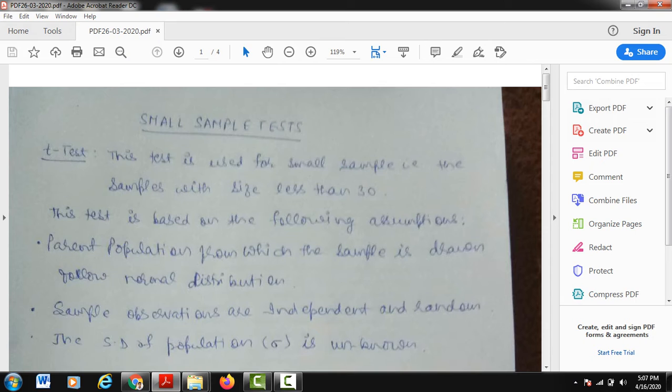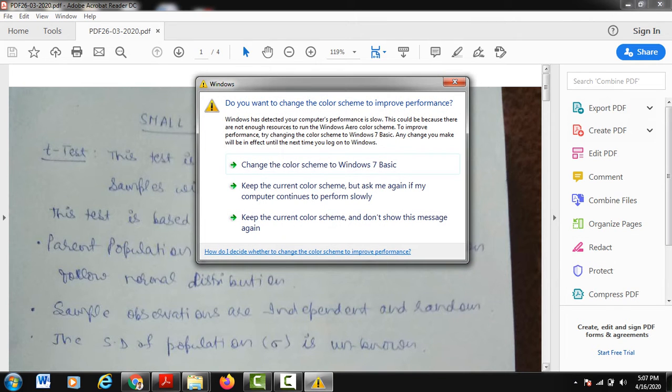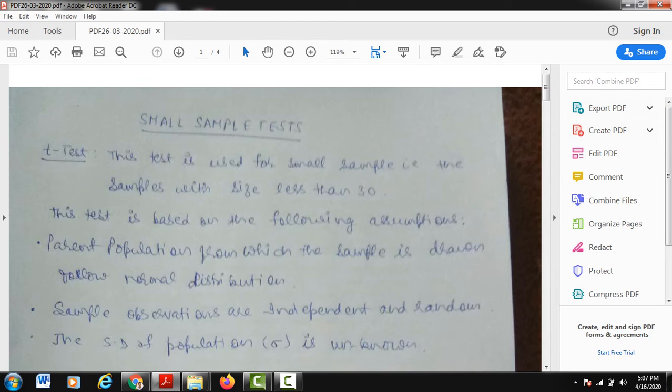But in case of the small test, that is, a sample having fewer than 30 observations, it is considered a small sample. For that we have various tests like the T test, chi-square test, and F test. Which test to use depends on the application, because every test has its own application. So right now I am going to discuss with you the T test and its application.